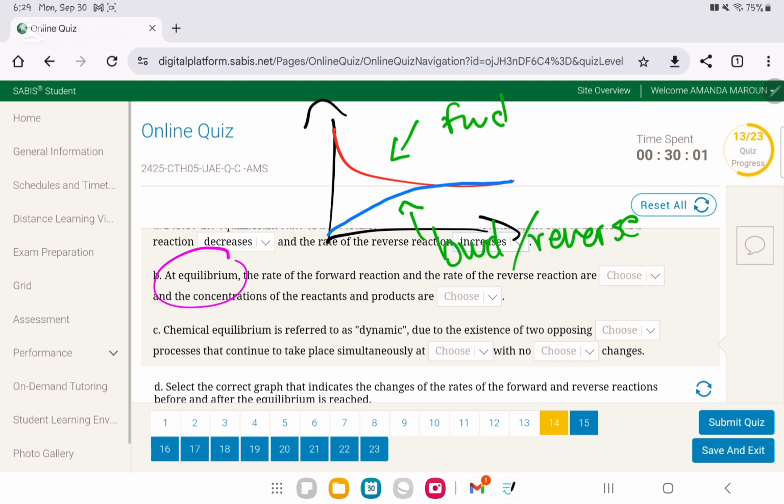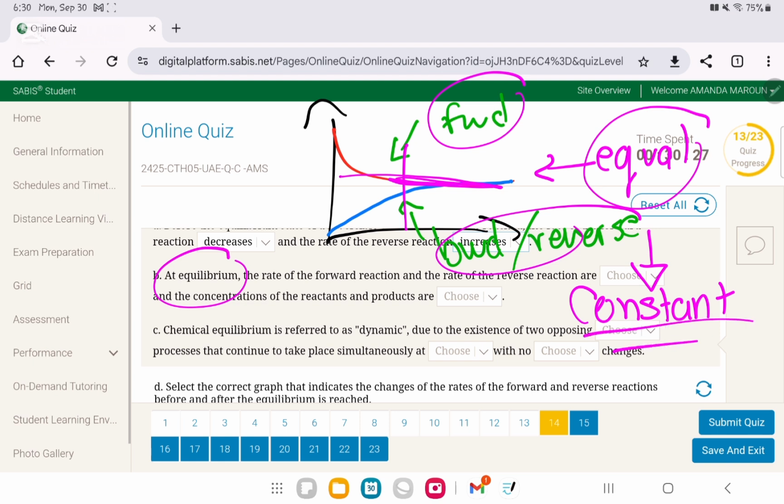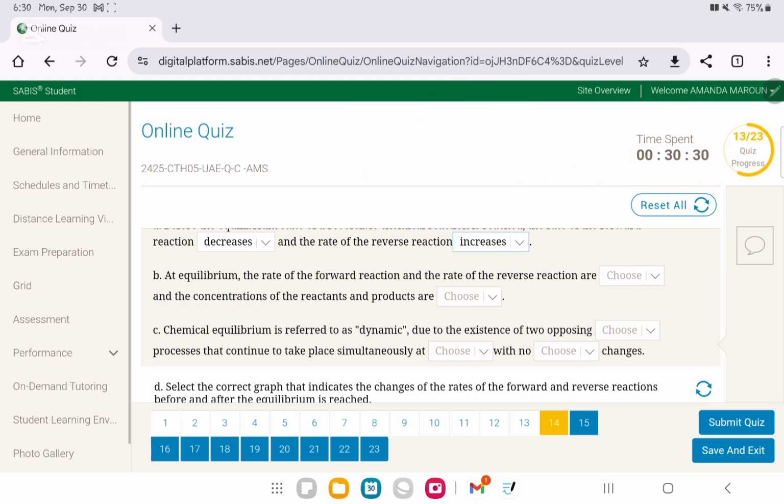Okay, so at equilibrium, what happened? We decreased the rate of forward and we increased the rate of backward. Now what happens? They are equal. The forward and the backward are on the same line. They have the same y and the same x, so that makes them equal. And since they are equal, everything in general will become constant. That means at equilibrium, the rate of the forward reaction and the rate of the reverse reaction are equal, okay? And everything, including the concentration, the pressure, and whatnot, becomes constant.